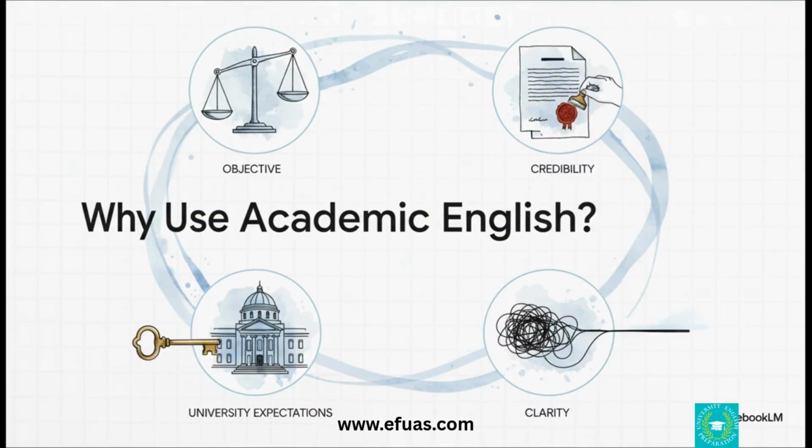When you use academic English, it makes your ideas sound more objective, like they're based on facts, not just your personal opinion. This gives your arguments a lot more credibility. It makes people take them more seriously. It also sends a clear message to your professors that you understand what's expected at the university level. And maybe most importantly, this style actually helps you explain complicated ideas much more clearly.